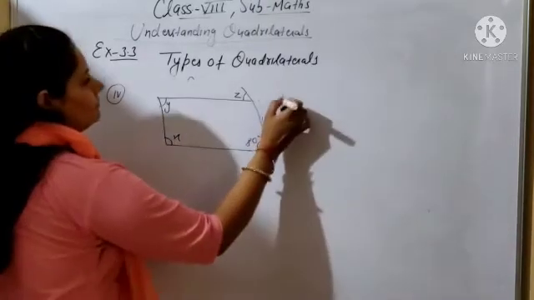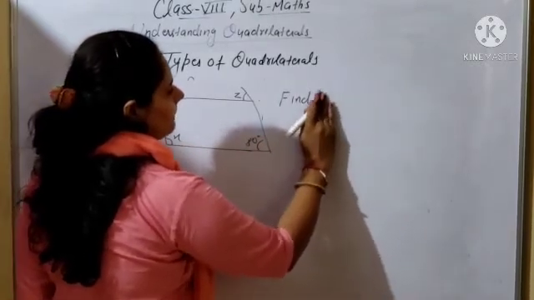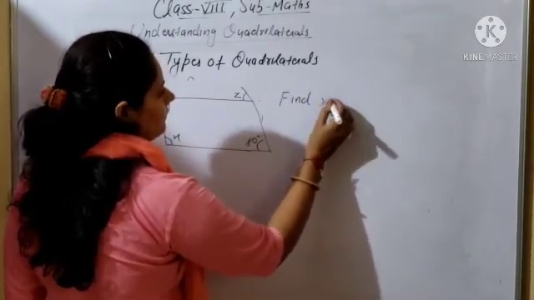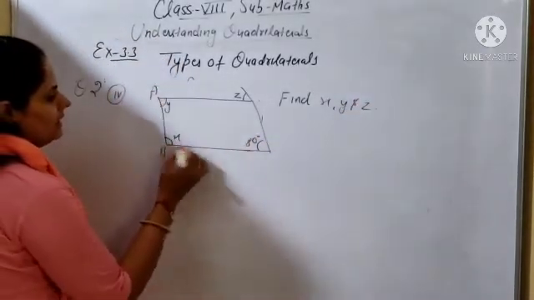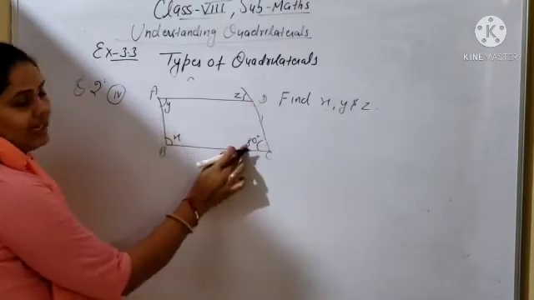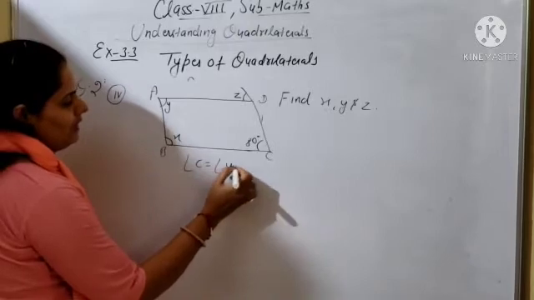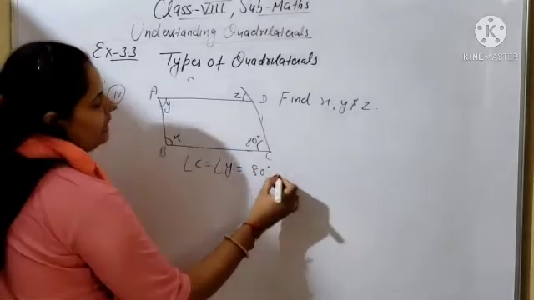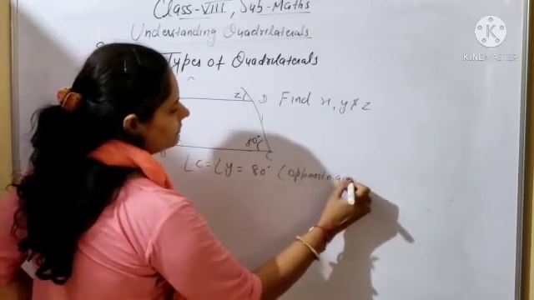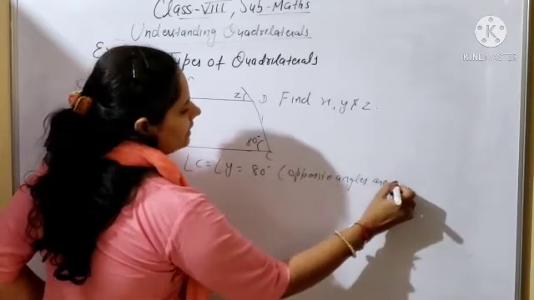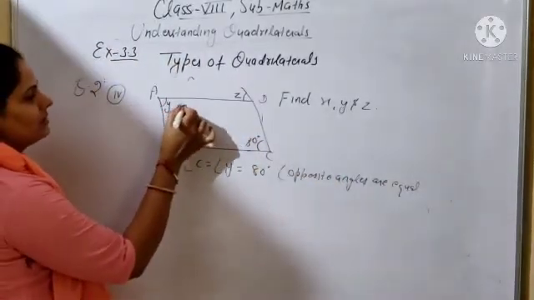Clear? Find angle x, y and z. So you can write ABCD is a parallelogram. One angle is known, and this one is opposite to it, so angle C will be equal to angle y, which is 80 degrees, and you can write the reason: opposite angles are equal. Clear? Now if this one is 80, this one will also be 80.